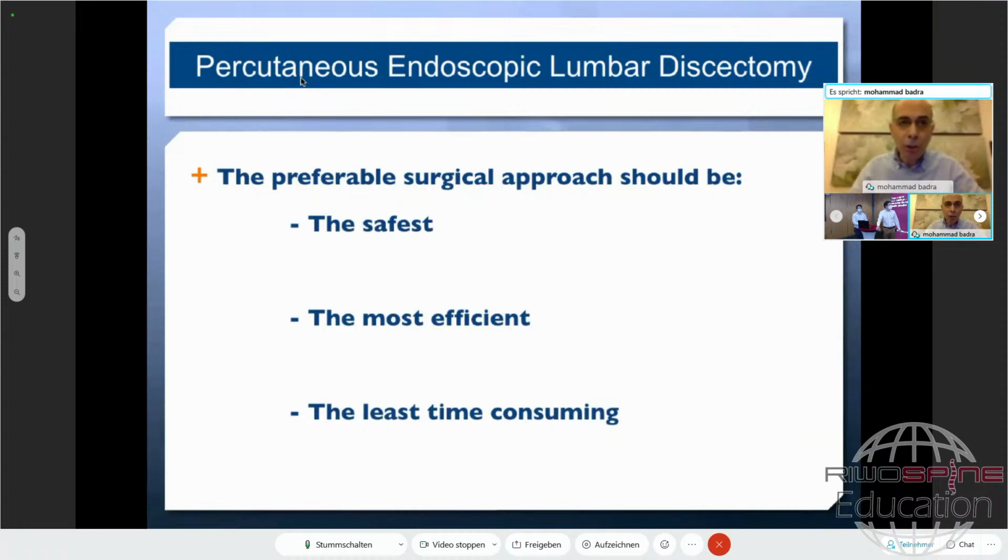It should be the most efficient in terms of removing the herniated disc fragment. So if I have an up-migrating or down-migrating disc hernia, and it's a little bit difficult for me to remove it through the transforaminal approach, maybe it's easier for me to do the interlaminar approach. And it should be the least time-consuming, which means sometimes when I have an L4, L5 disc hernia, preforaminal, not up-migrating, not down-migrating, of course I can do it through the interlaminar approach, but in the transforaminal approach, I can do it in like 15 minutes. So why do the interlaminar approach when I can do the same surgery using the transforaminal approach in less time?